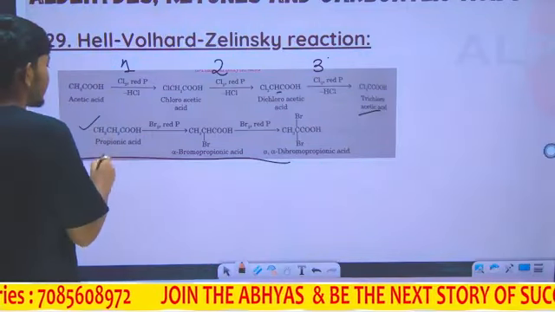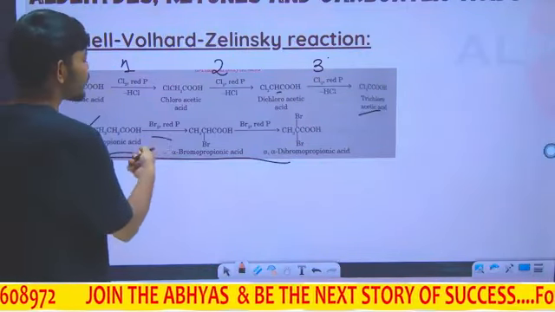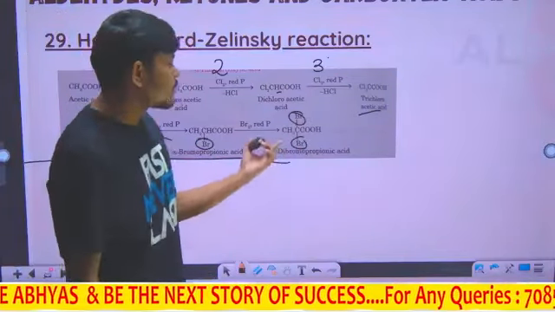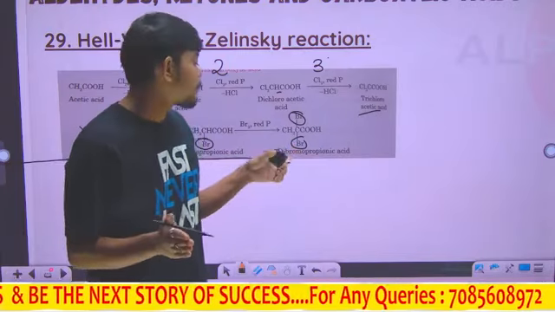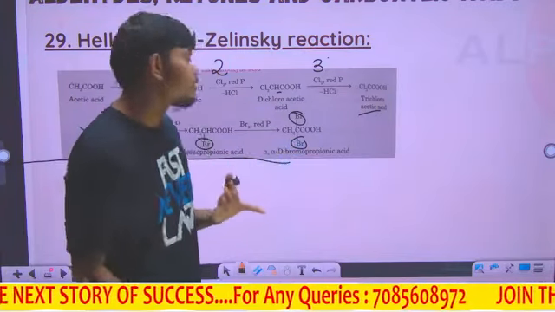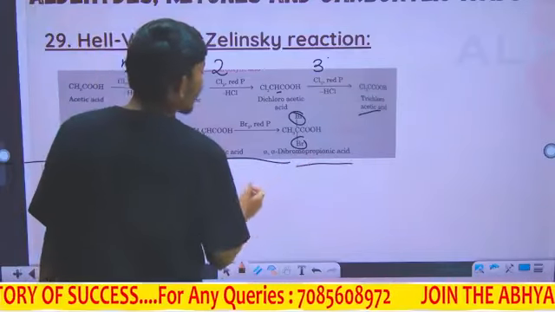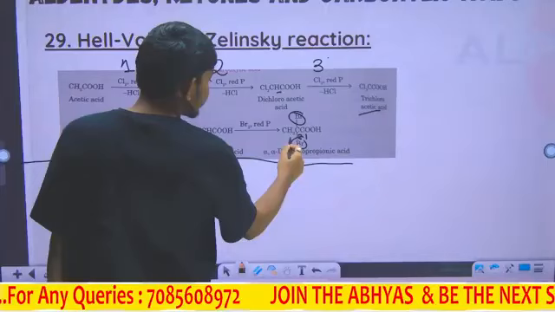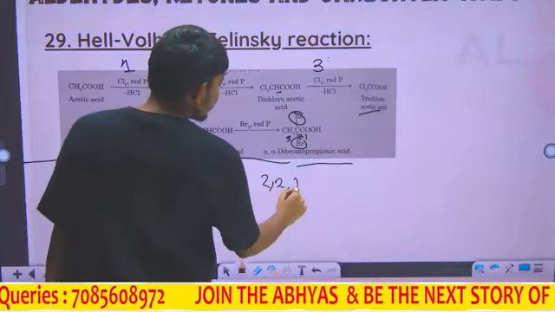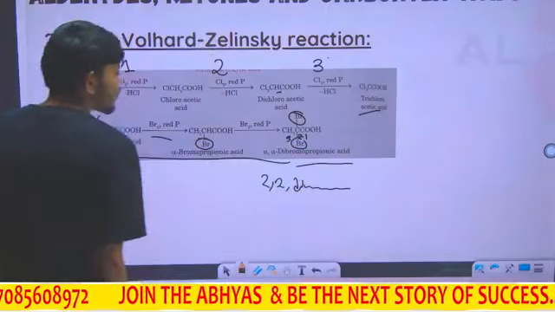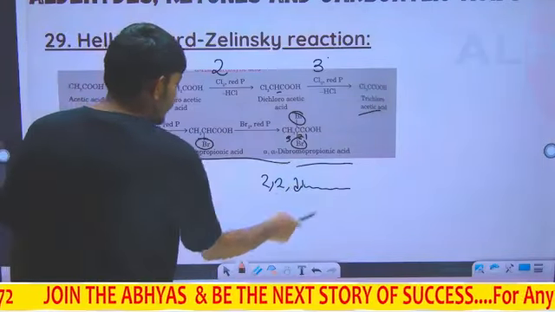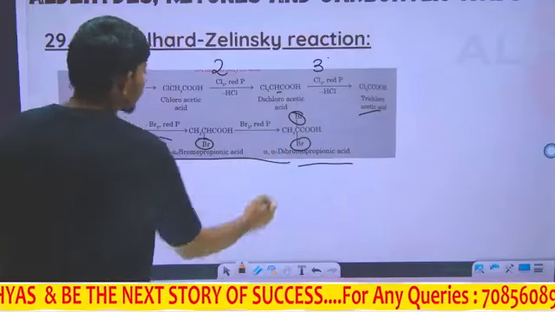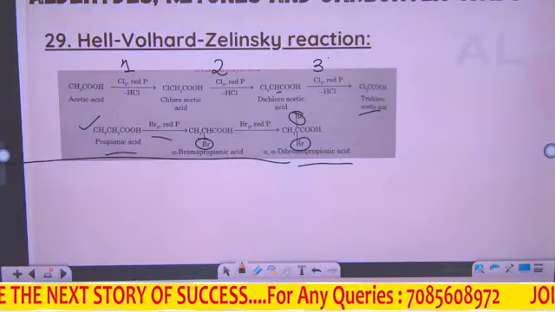Then propionic acid, where we are adding bromine. In the first step one bromine is introduced, in the second step two bromines are introduced. Now no alpha hydrogen is left, so you can only add two bromine atoms. IUPAC name: 2,2-dibromopropionic acid, alpha, alpha-dibromopropionic acid. You can name it that way also. This is the common name. Write it down in your copy.